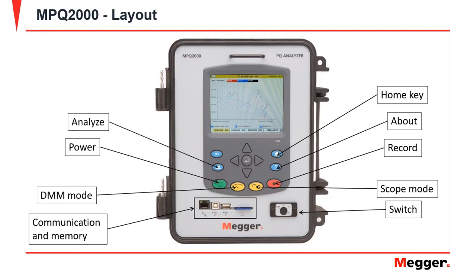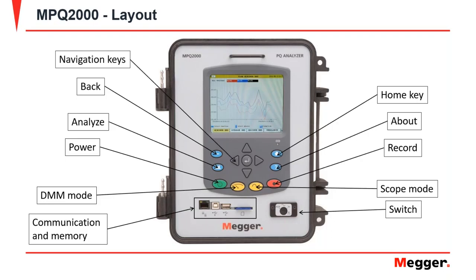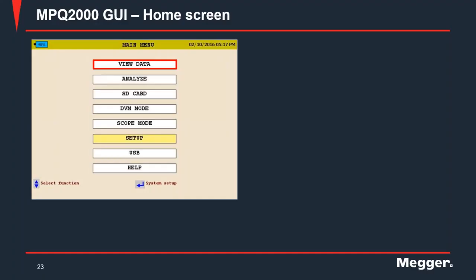The key with the bar graphs is the analyze button. If you hit that button, you can analyze the data statistically with the help of the templates that are inside the unit. The back key takes you to the previous screen. You have navigation keys to move between different screens and options. You have the return key, or the enter key, to select any option. So that was the layout of the instrument.